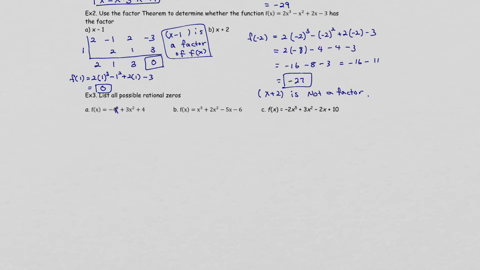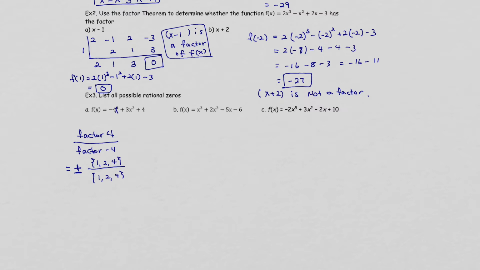So the constant is going to be positive 4, and the leading coefficient is going to be negative 4. So the numerator is a factor of 4, and the denominator is a factor of negative 4. That's going to be plus minus. I like to use plus minus in front of it because all these numbers can be either positive or negative. Factors of positive 4 can be 1, 2, and 4. For factors of negative 4, I'm not using the sign because my sign will be here. So factors of 4 are again 1, 2, and 4.